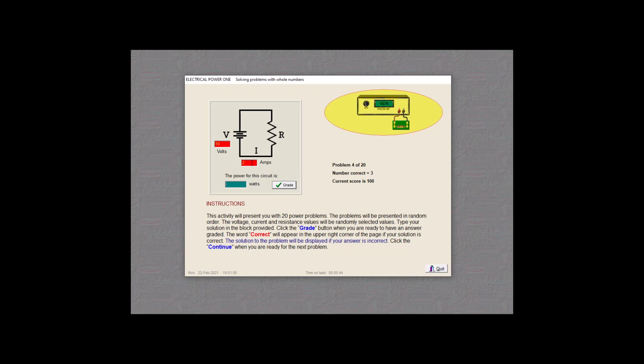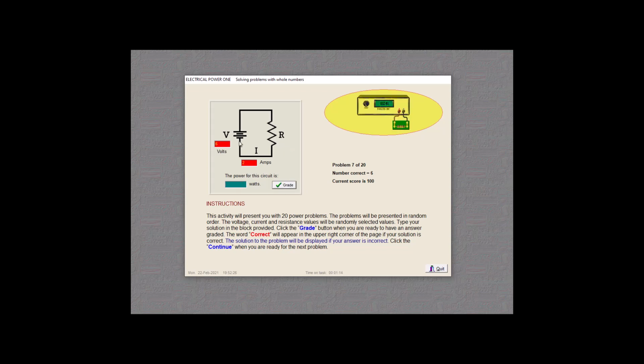Here we have VI again, so power is equal to VI, so 10 times 2 will be 20 watts. Volts times amps, it will be in watts. Here we have R and I, so we have I squared R. 4 times 4 is 16, times 1 will be 16 watts. Here we have R and I again, I squared R, so we have 1 times 1 times 3 will be 3 watts.